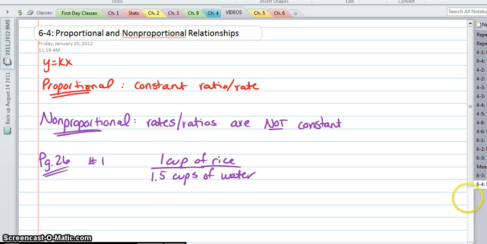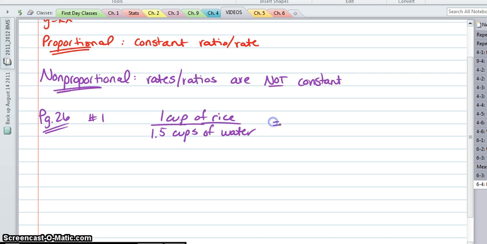Now 1 to 1.5. We could simplify that if we wanted to make it a little bit easier. Get rid of the decimal. I can multiply by 10. That would give me 10 cups of rice to 15 cups of water. And if I simplify that down and divide by 5, I will get 2 to 3. All of these are equal, but sometimes it's nice to look at a ratio without decimals. So 2 cups of rice to 3 cups of water. If we look in the table, we get 2 to 3 next. So we know that the first two ratios presented are in fact equal.